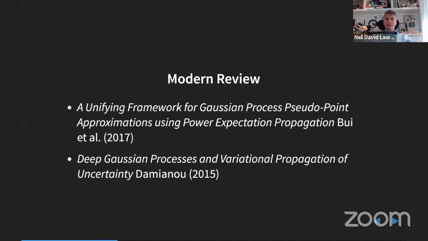Since then, Thang Bui and Richard Turner and others have written a beautiful paper that I recommend everyone reads. It looks at these frameworks for pseudo-point approximations, or inducing variable approximations, and shows the relationship between other approximations, such as the FITC approximations, and explains what that relationship is. We're not going to talk about that any further, although one could, and Rich has in the past. You can find videos of him at the GPSS talking about that.